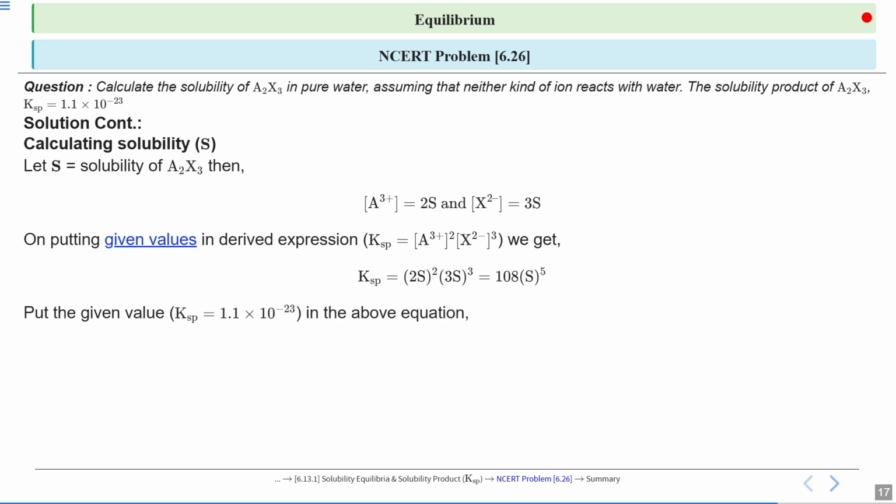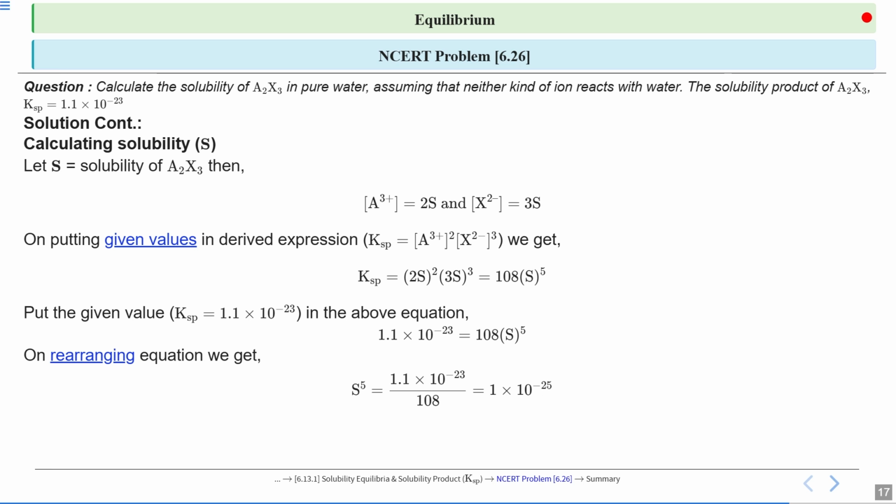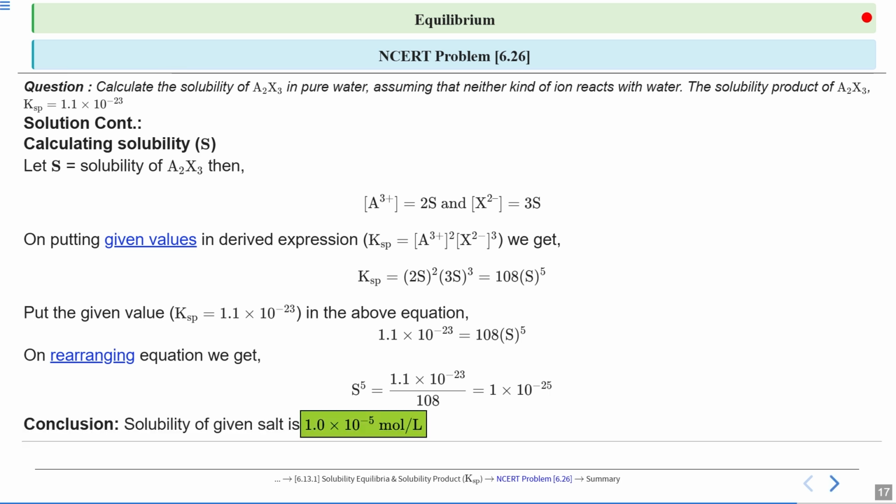Do we know the value of Ksp? Yes, it is given in the question. It is 1.1 × 10^-23. Put this value in your Ksp place, and finally, you will get your S. On rearranging this equation, we will get S^5. So 1.1 × 10^-23 divided by 108, and that is approximately equal to 1 × 10^-25. Finally, if you just take this 5 to the right hand side, 1 × 10^-25 will be raised to the power 1/5, and that calculation will give you the solubility as 1 × 10^-5.